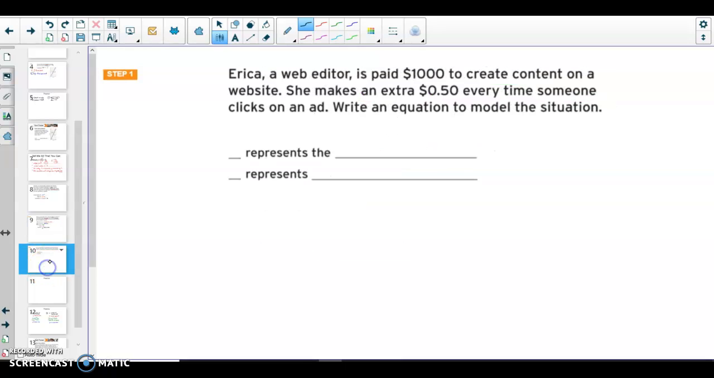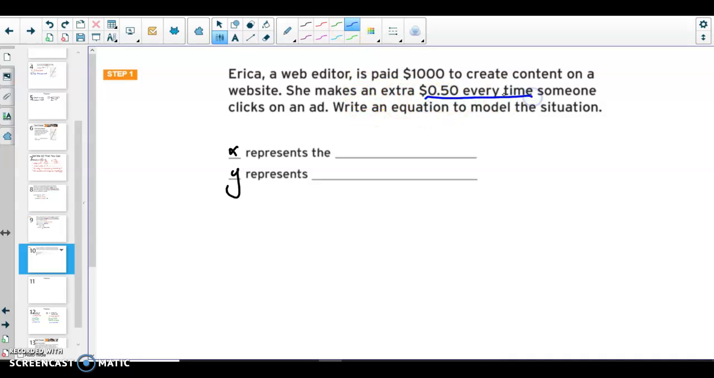Let's try one more. Erica's a web editor, and she's paid $1,000 to create content on a website. She makes an extra 50 cents every time someone clicks an ad. Write an equation to model the scenario. All right, I know that we're going to talk X and Y here. Do you see the number that tells us where the rate is at? Do you see something like each, like per? You do. You see a clue.